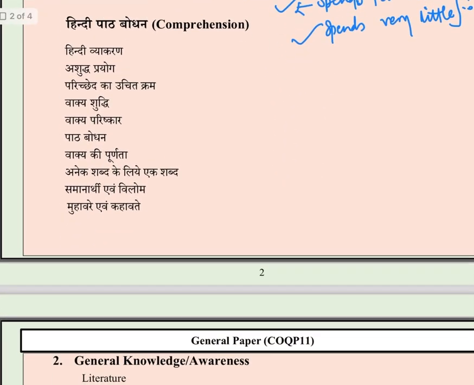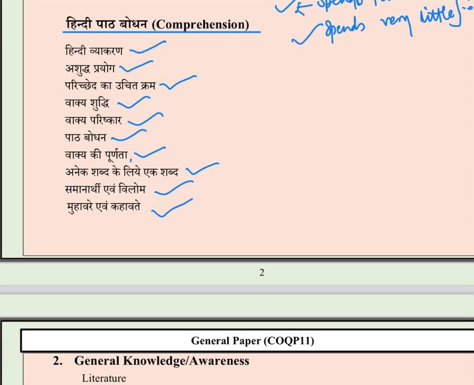Next thing is Hindi Path Bodhan. Sorry for the wrong pronunciation. But here: हिंदी व्याकरण, अशुद्ध प्रयोग, परिच्छेद का उचित क्रम, वाक्य शुद्धि, वाक्य परिष्कार, पाठ बोधन, वाक्य की पूर्णता, अनेक शब्द के लिए एक शब्द, समानार्थी एवं विलोम, मुहावरे एवं कहावतें.